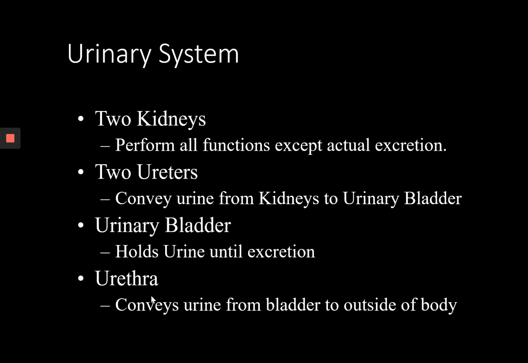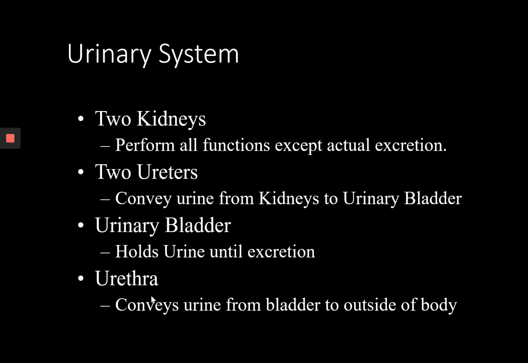So your two kidneys perform almost all the functions except for actual excretion for the urinary system. That is because they contain nephrons. Nephrons can be called the structural and functional unit of the kidneys. They are the filters in the kidneys, and there's tons of them in the renal cortex of the kidneys.